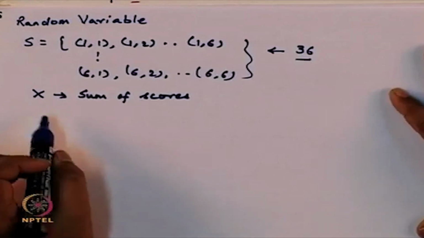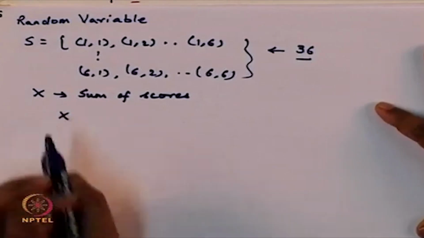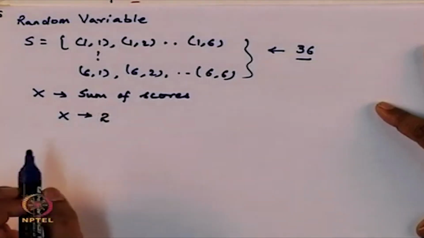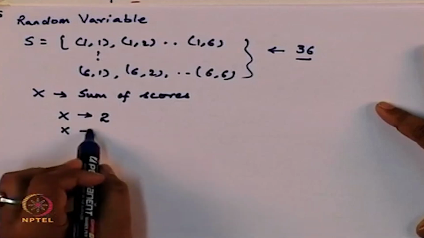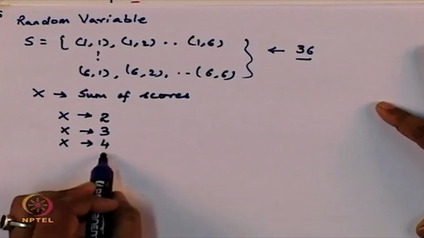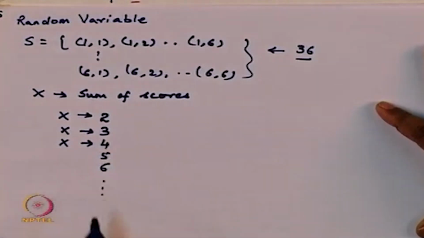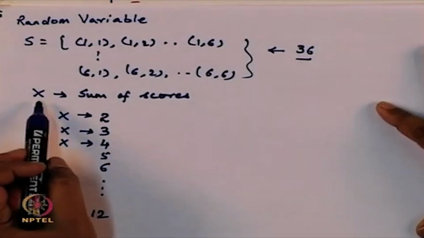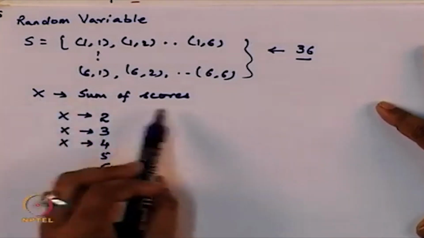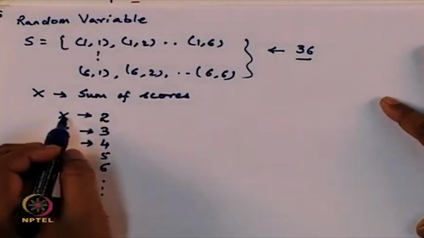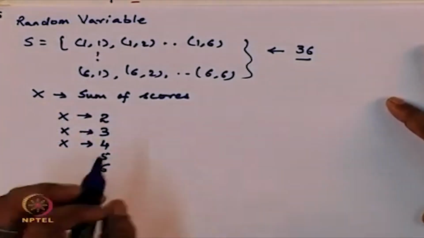Okay. If that was possible, then what are the values of x which are possible? X can be equal to, minimum value is 2, okay. I can have 3, I can have 4, 5, 6, up to a maximum value of 12. Okay. So, x is a random variable. This is an example of a random variable, and we have defined the random variable in this particular case as the sum of scores. Okay.